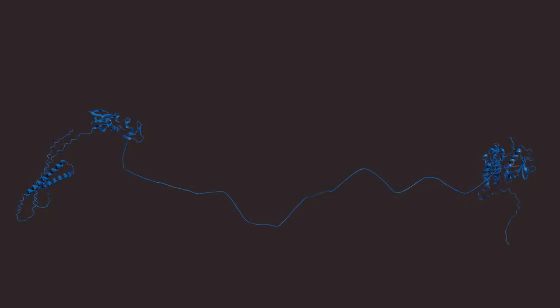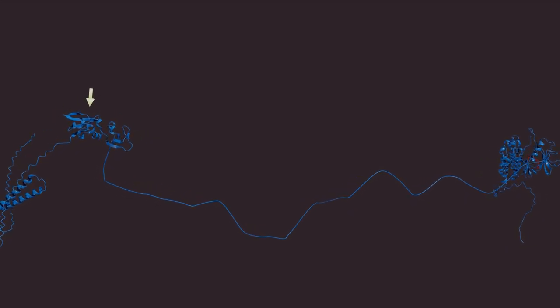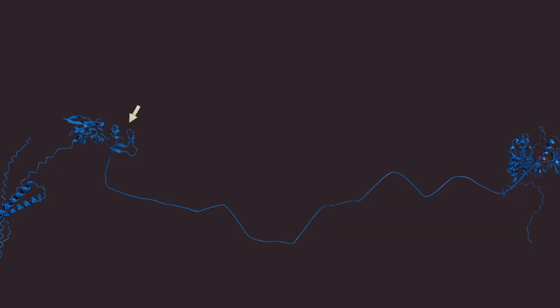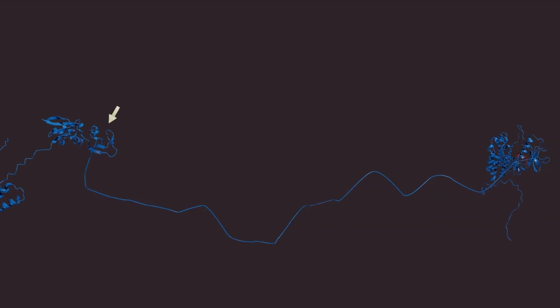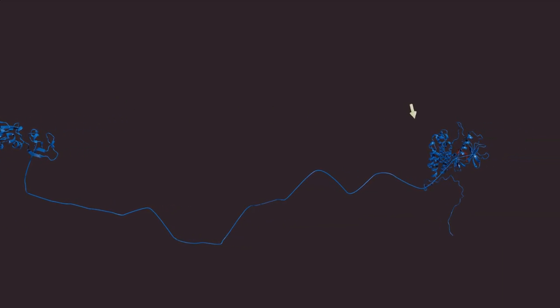Here we can see a model of what the 3 domains might look like in the full-length folded tertiary structure of B-Raf. Here is the N-terminus. This is domain 1. Here is domain 2. And here's the kinase domain we looked at earlier, which is domain 3. You can see this is the same structure inside a much longer protein. This is the C-terminus.